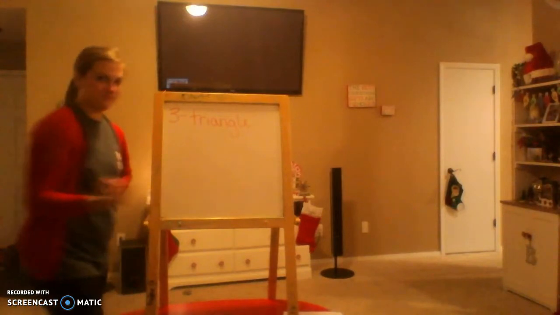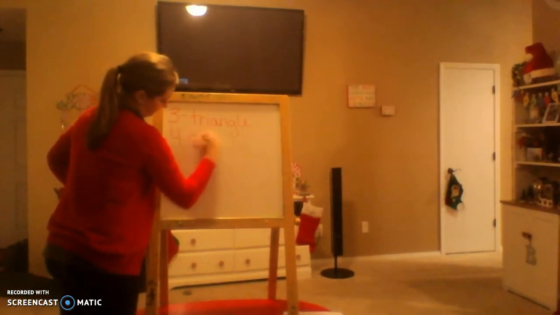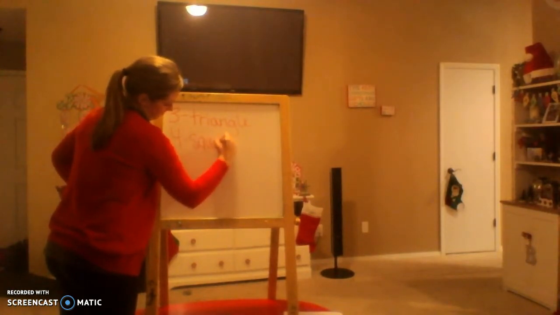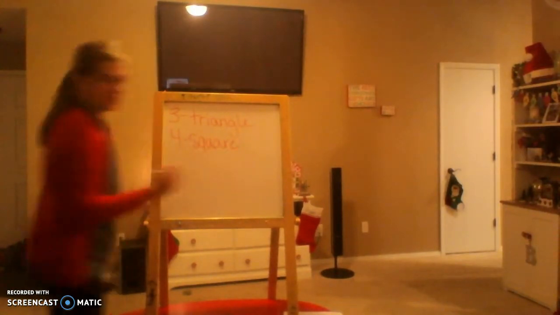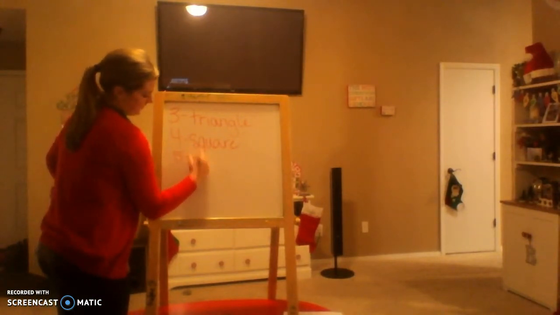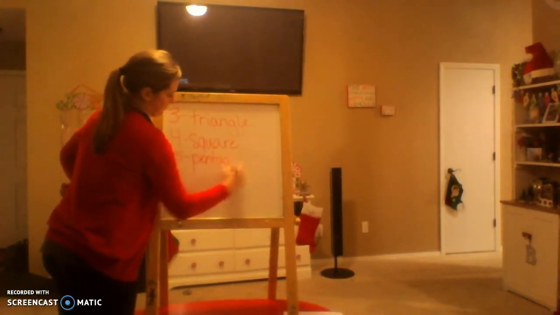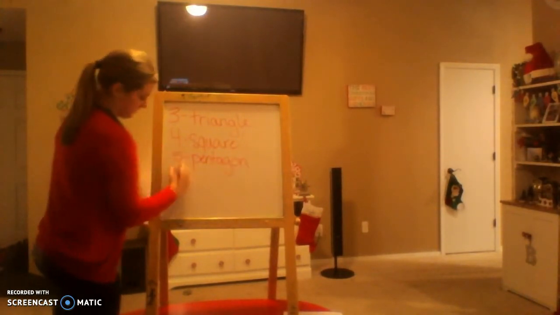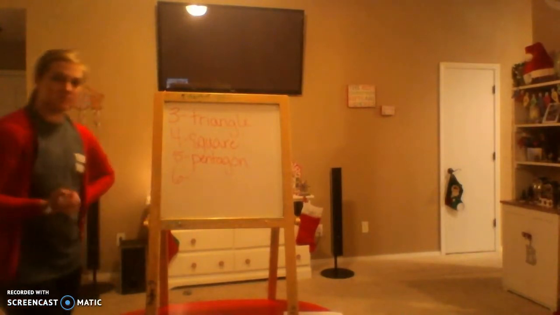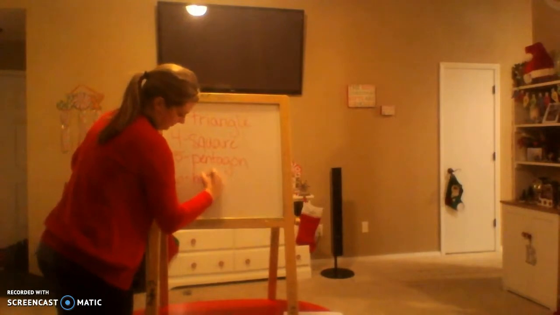What about 4? Can all of you make a square, or some of you might have made a trapezoid. Alright, 5. Alright, no one knows what that's called? Oh, that's a pentagon. About 6. Alright, that is a hexagon.